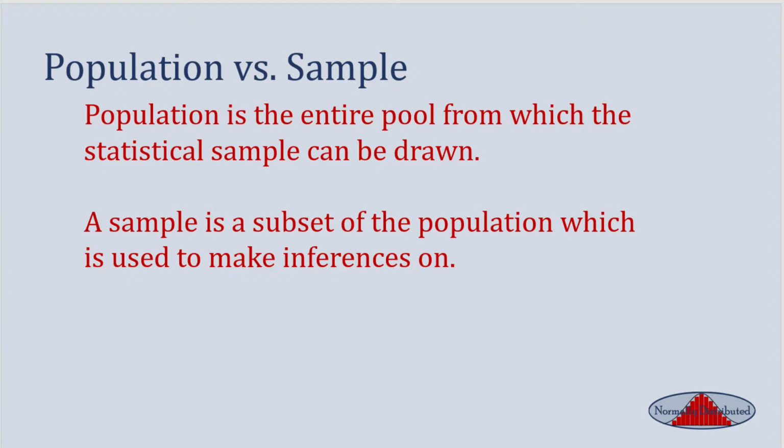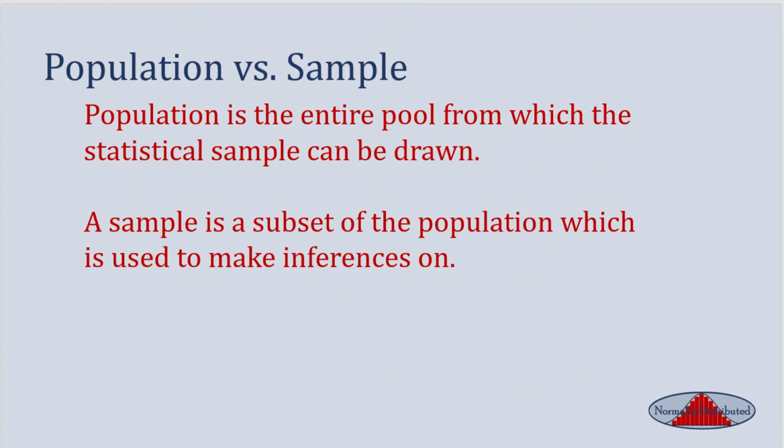A population is the entire pool from which a statistical sample can be drawn. Basically, if your statistical question is what is the average amount of rebounds a player gets, their population would be all of the games that they've ever played. But a sample in this case, which is a subset of the population that we use to make inferences on, would be a subset of the games.